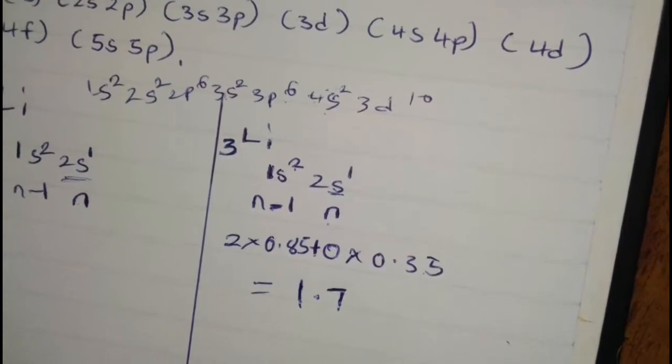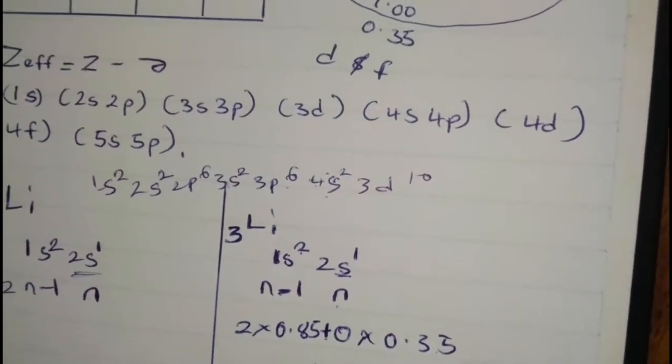So this is 1.7. I'm sorry guys that I had to change the page, something happened. So the value is 1.7, the value that we calculated there was 1.7. So the screening constant is 1.7, which is the one we calculated here.